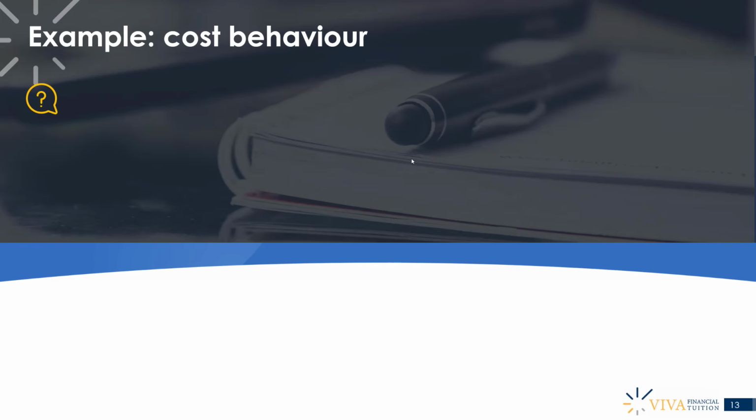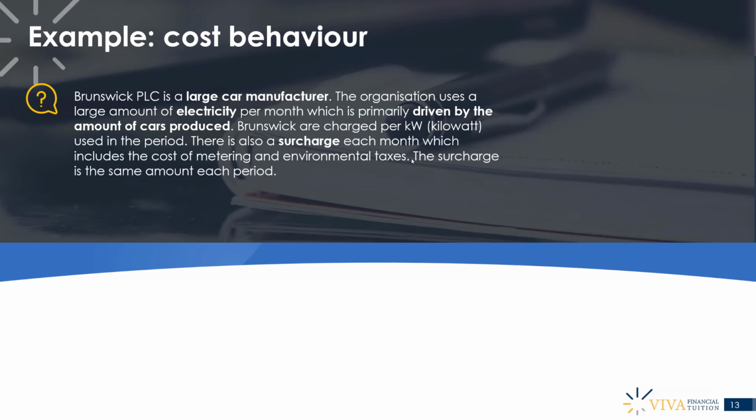So in this example, the company is called Brunswick PLC. So it's a large car manufacturer. So going back to that example again, the organization uses a large amount of electricity per month, which is primarily driven by the amount of cars produced. Brunswick are charged per kilowatt used in the period. There is a surcharge each month that includes the cost of metering and environmental taxes. The surcharge is the same amount each period.